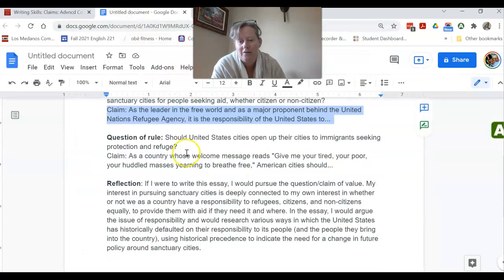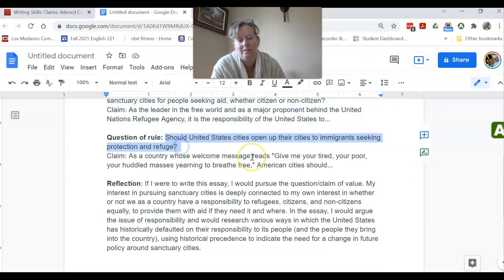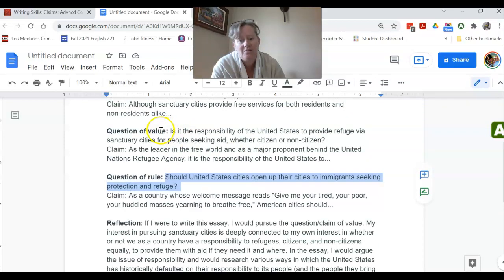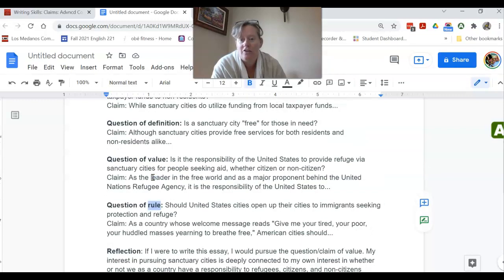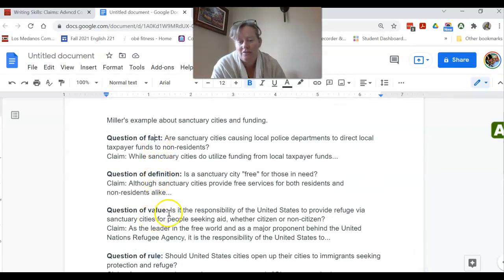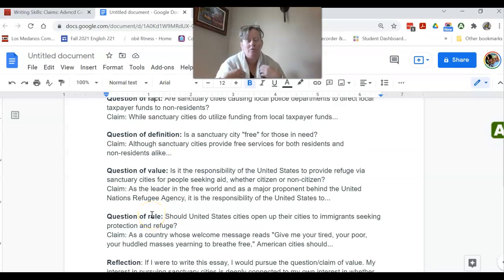So in my example here, should the United States open up their cities, right? Now that's not a question of value of whether or not that's right or wrong. That's: is this something that we should do? Is this some rule or policy that we should implement? Okay. So the question of rule, again, is the type of essay that many of you are accustomed to writing. And so if you feel like you don't want to explore a fact or a definition or a value, and you just want to put that cozy winter sweater on of, oh, I just want to write a should, you can do that, right? That's your question of rule.